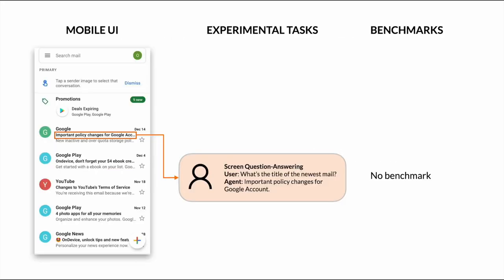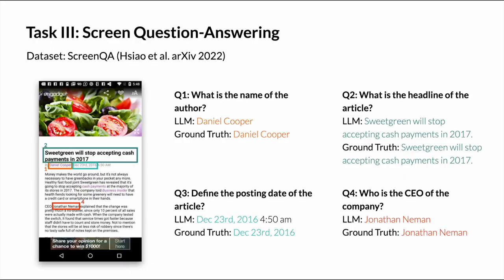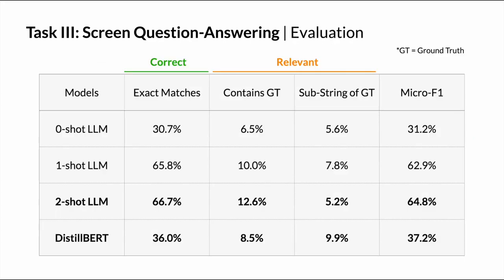The third task is screen question answering. Given a UI screen and a question, the model needs to generate answers based on the screen information. We tested with a small screen QA dataset and found that LLM was fairly capable of generating correct answers. In our evaluation, LLM significantly outperformed DistilBERT, a standard text QA baseline model, achieving more than 60% of fully correct answers. The zero-shot LLM already achieved more than 30% exact match score, showing the model's intrinsic ability of question answering.